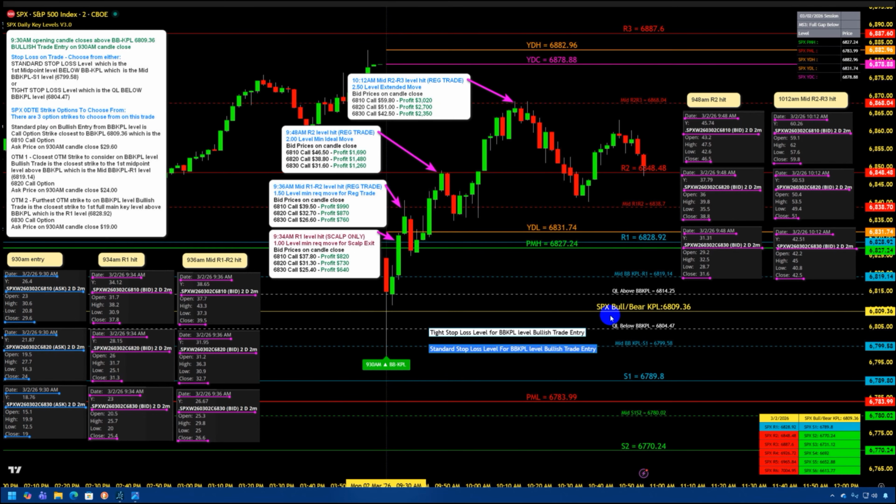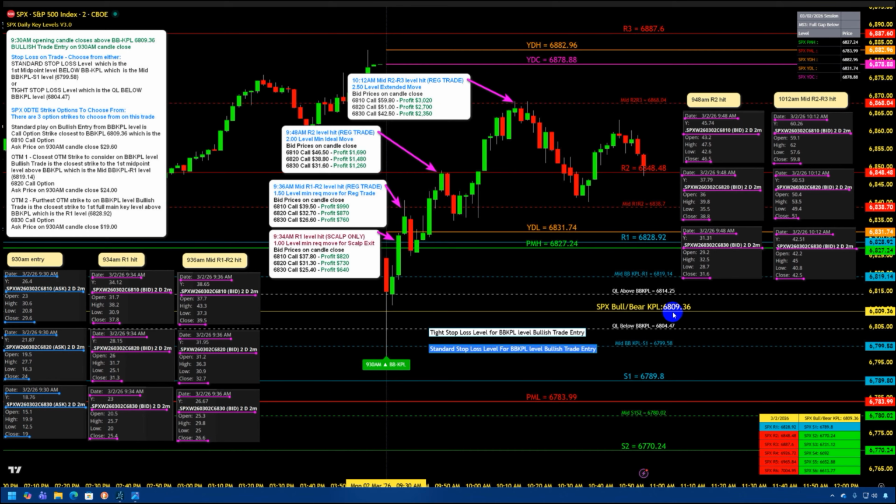So the standard play is going to be the strike that is closest to the bull bear KPL level. That's the level you're taking the trade from. In this case, 68.0936, so that's going to be the 68.10 strike. And in this particular trade, since it's a bullish trade, the 68.10 call option.